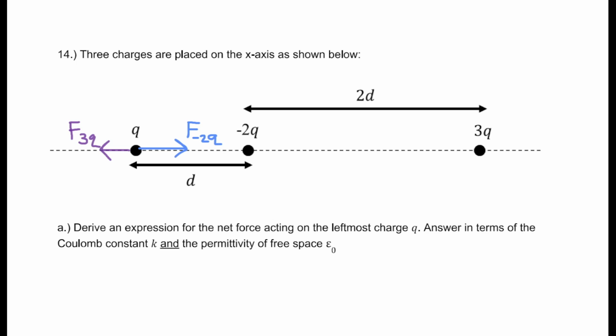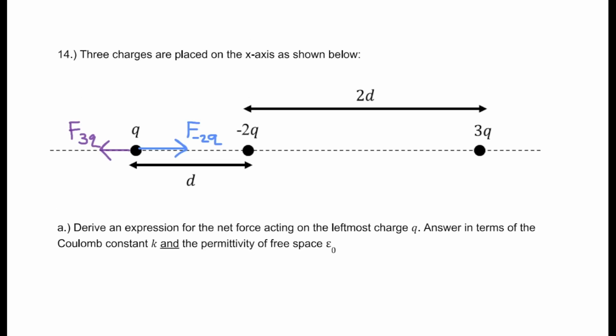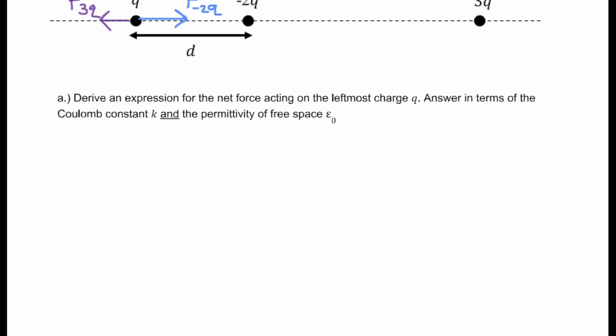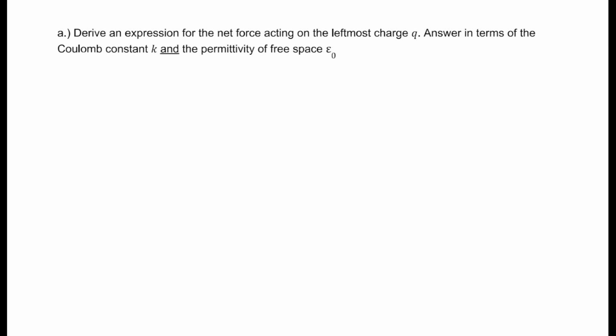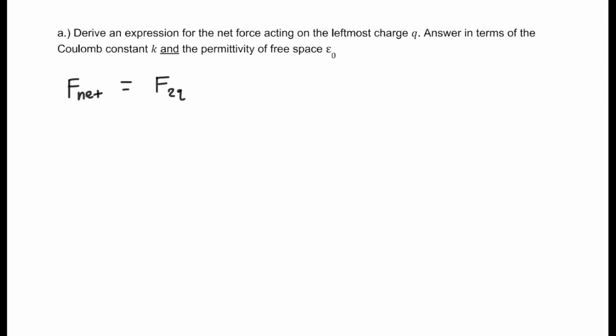So we're just going to find the rightward force from the 2Q and subtract off the leftward force from the 3Q. We do have this extra distance to deal with, but it should be pretty clear that if we have D and 2D as our segment distances, the total distance between the Q and the 3Q would be 3D. So derive an expression for the net force on the leftmost charge Q, and we're going to answer twice, once in terms of K and once in terms of epsilon naught. So we're using the fact that the net force is going to be equal to the force from the minus 2Q plus the force from the 3Q.